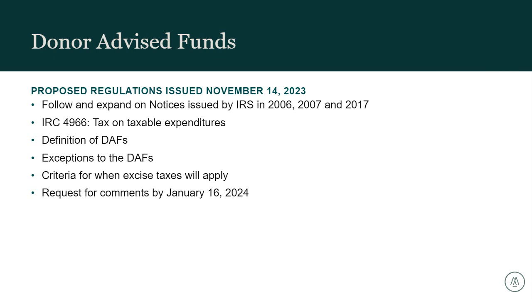So the proposed regulations on donor advised funds closely follow and expand on notices that were issued by the IRS in 2006, 2007, and 2017. With those dates, you can see we've been waiting for these for a while. The IRS has been busy and occupied with the tax law updates that were passed in 2017, and the COVID pandemic.